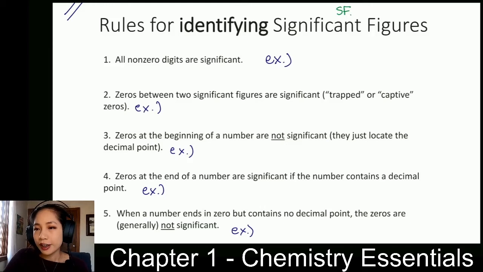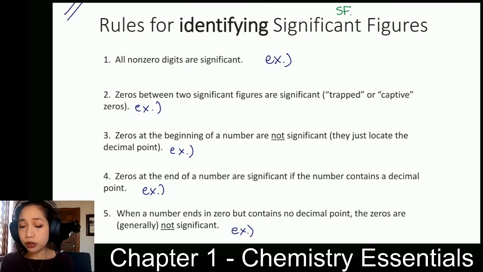All right, chemists, so let's talk about my second favorite subject or topic, significant figures, or sig figs. Oftentimes I will abbreviate significant figures as just SF. Scientists use and recognize significant figures in order to communicate the correct degree of accuracy in our measurements and calculations. There's a set of rules to identify the number of significant figures within a measurement.